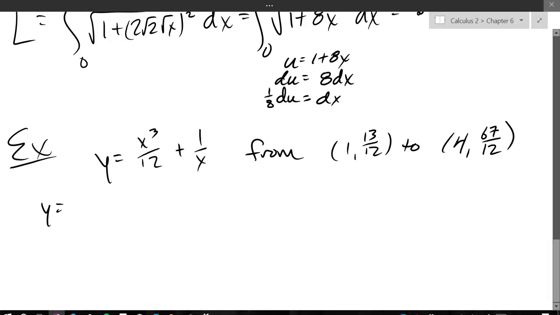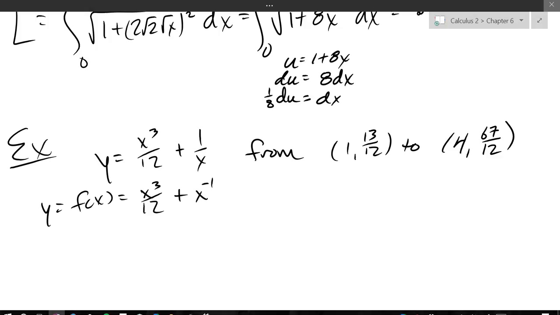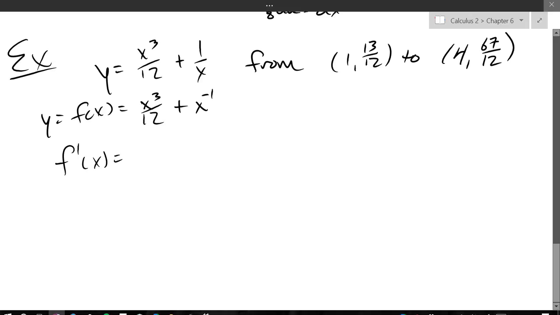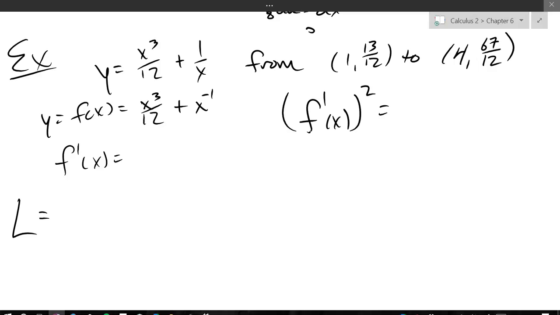So we're going to write y equals f of x, which is x cubed over 12 plus x to the negative first power, not 1 over x. Let's prep this for calculus. I'm about to take a derivative, so use that notation. All right, find f prime, and then plug that into the arc length. I'm going to give you a hint. We're going to need to square f prime, obviously. So go ahead and square it out separately, FOIL it out, and then plug in the f prime squared. Do that algebra separately, so you don't have to keep rewriting the integral five times in a row. So simplify your f prime squared first.